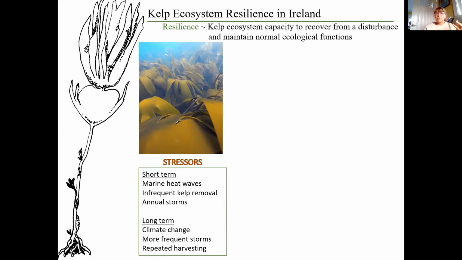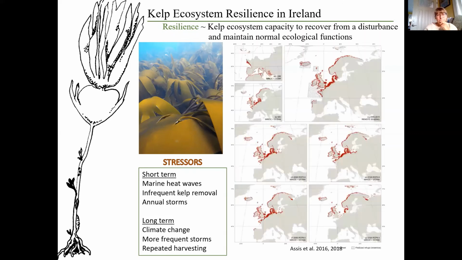We're really concerned about different stressors. In the short term, we're talking about marine heat waves, infrequent kelp removal, and annual storms. But in the long term, we're talking about climate change, whether that means ocean warming or the breakdown of the Gulf Stream, meaning ocean cooling, also more frequent storms and repeated mechanical harvest of these ecosystems. They take a long time to recover, over 5 years, and even longer for the community to be restored. That means all of the different players like fish and echinoderms coming back to inhabit those locations.